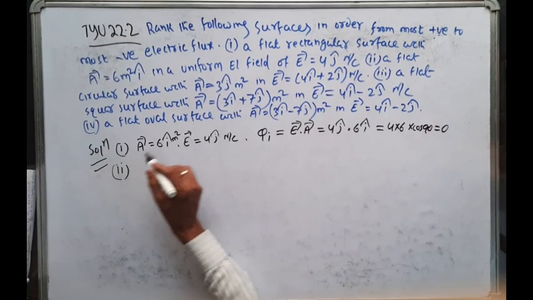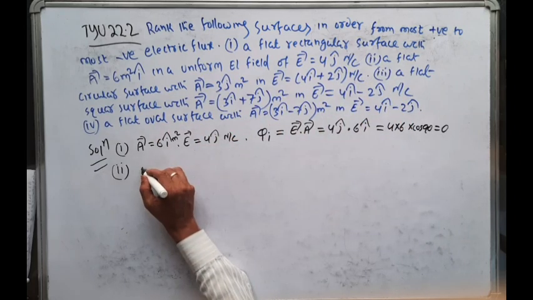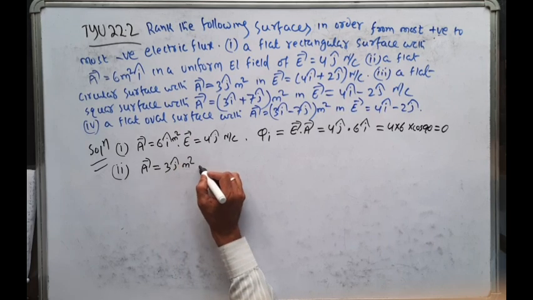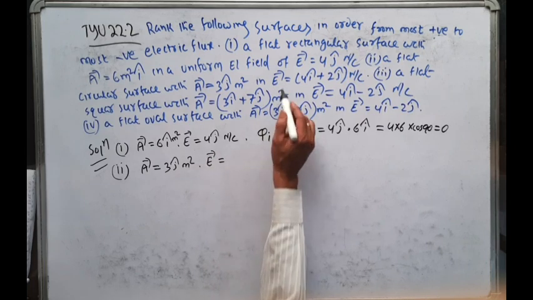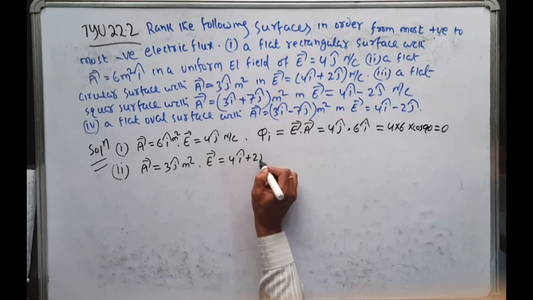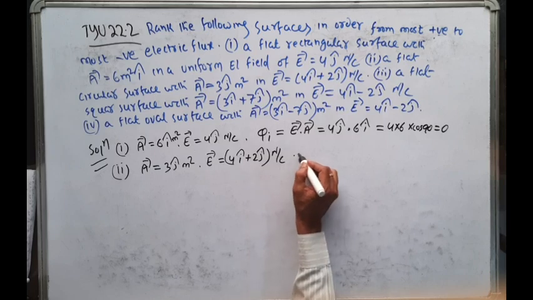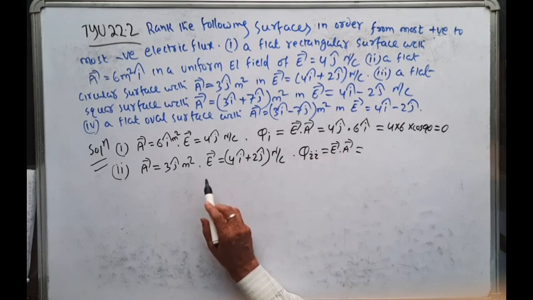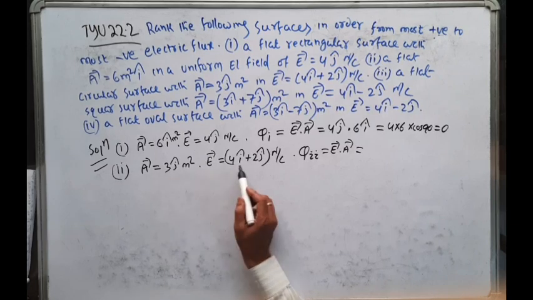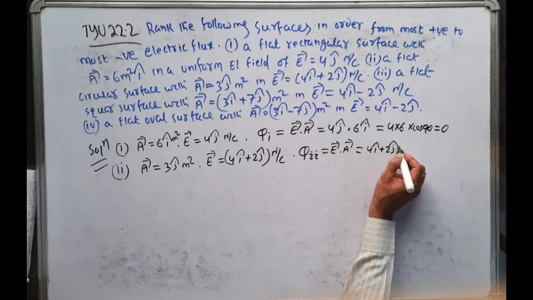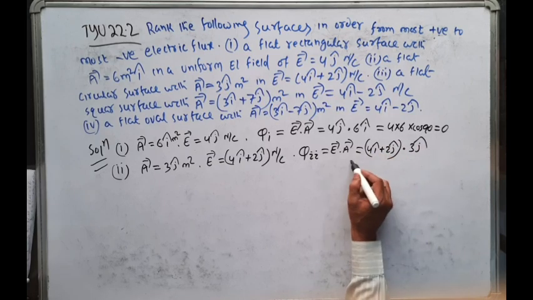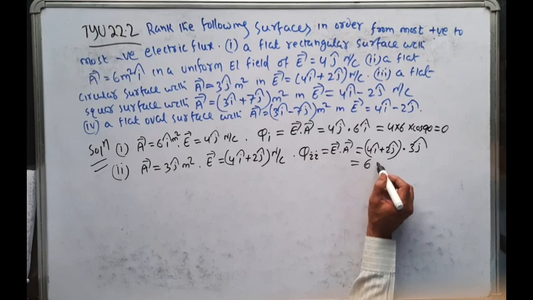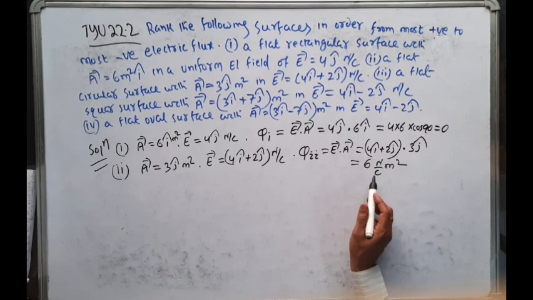Now come to the second case. In the second case, a flat circular surface whose area is given as 3 ĵ meter square is crossed by a uniform electric field of 4 î plus 2 ĵ Newton per coulomb. You have to find the flux. So simply E dot A. Just take the dot product in vector algebra. (4î + 2ĵ) dot 3ĵ: î dot ĵ is 0, ĵ dot ĵ is 1. So 2 times 3 is 6 Newton per coulomb meter square. So this is the second case.